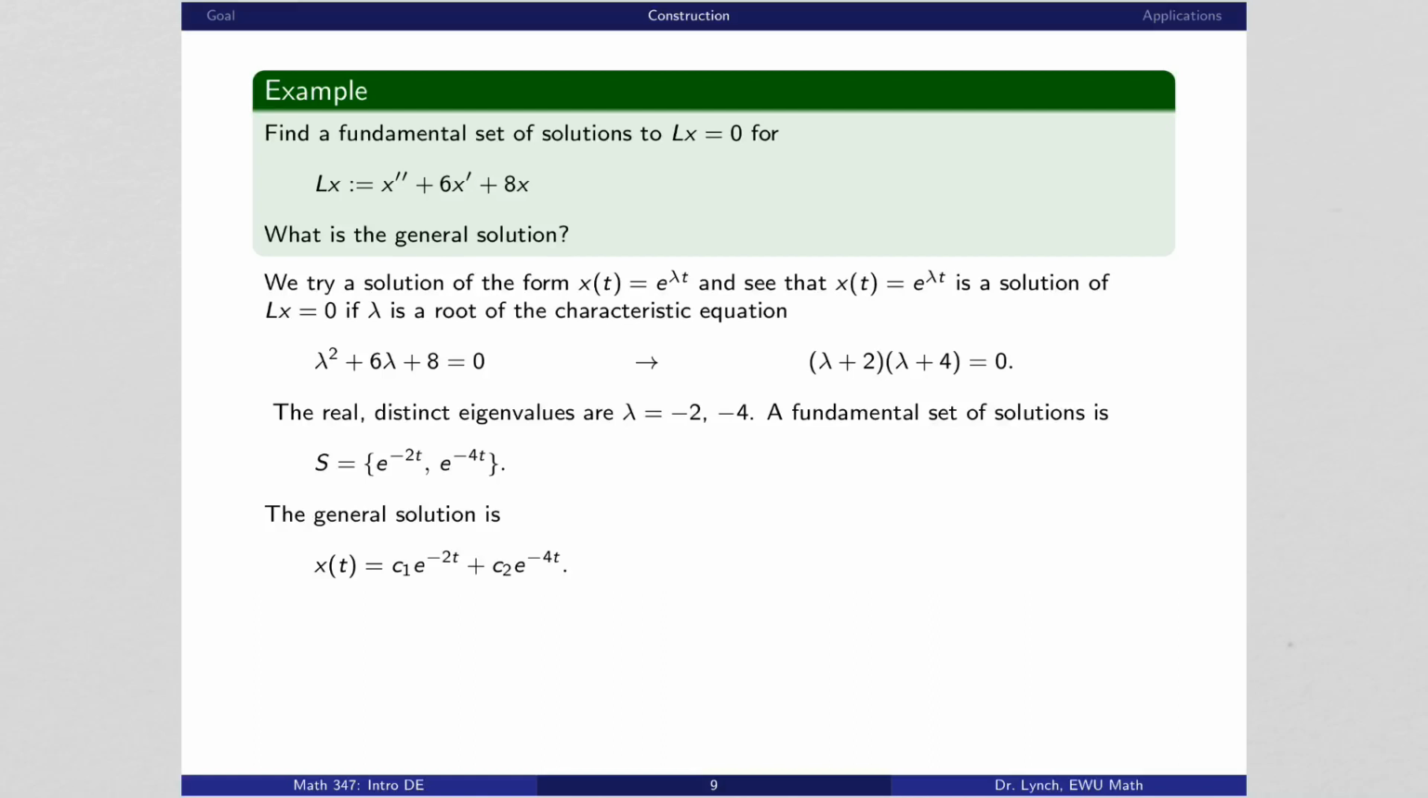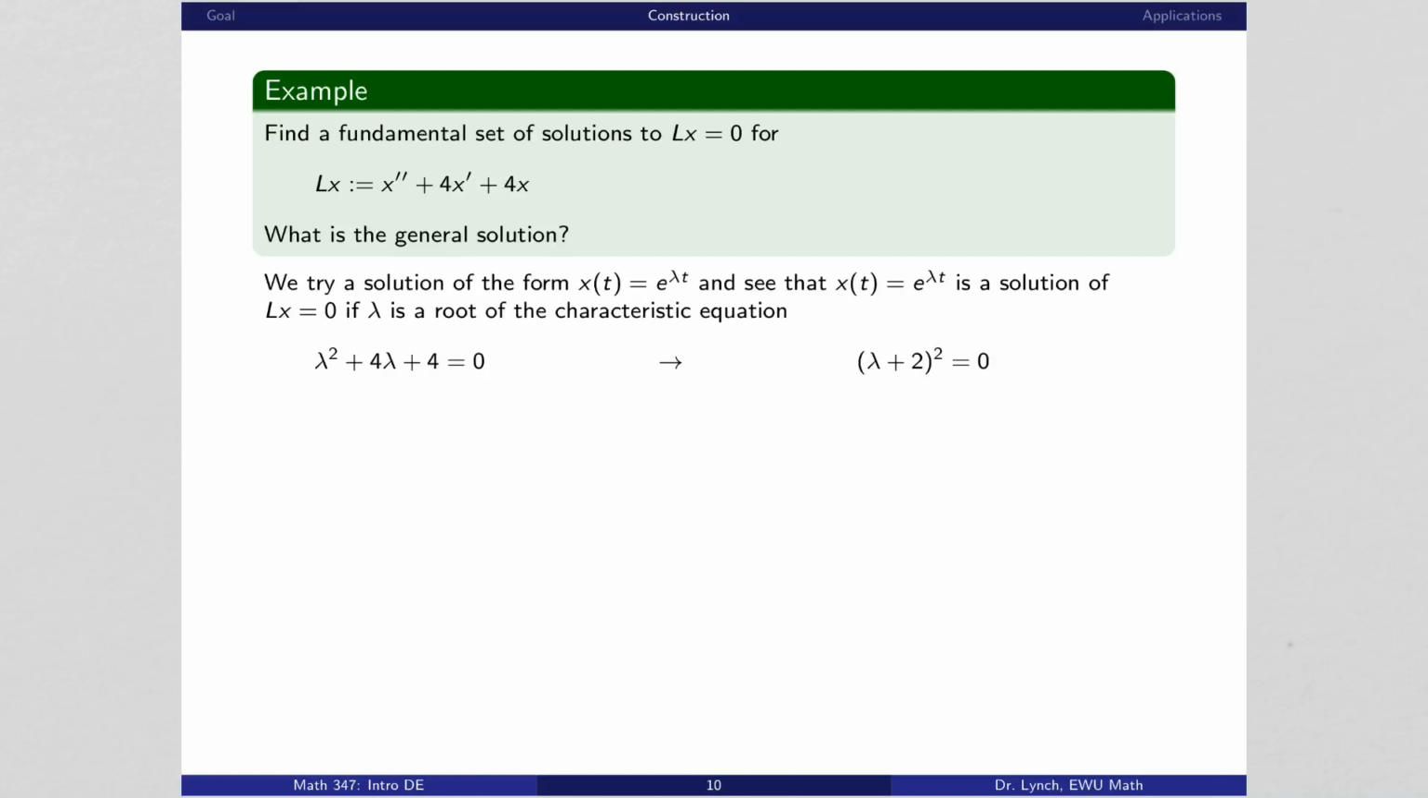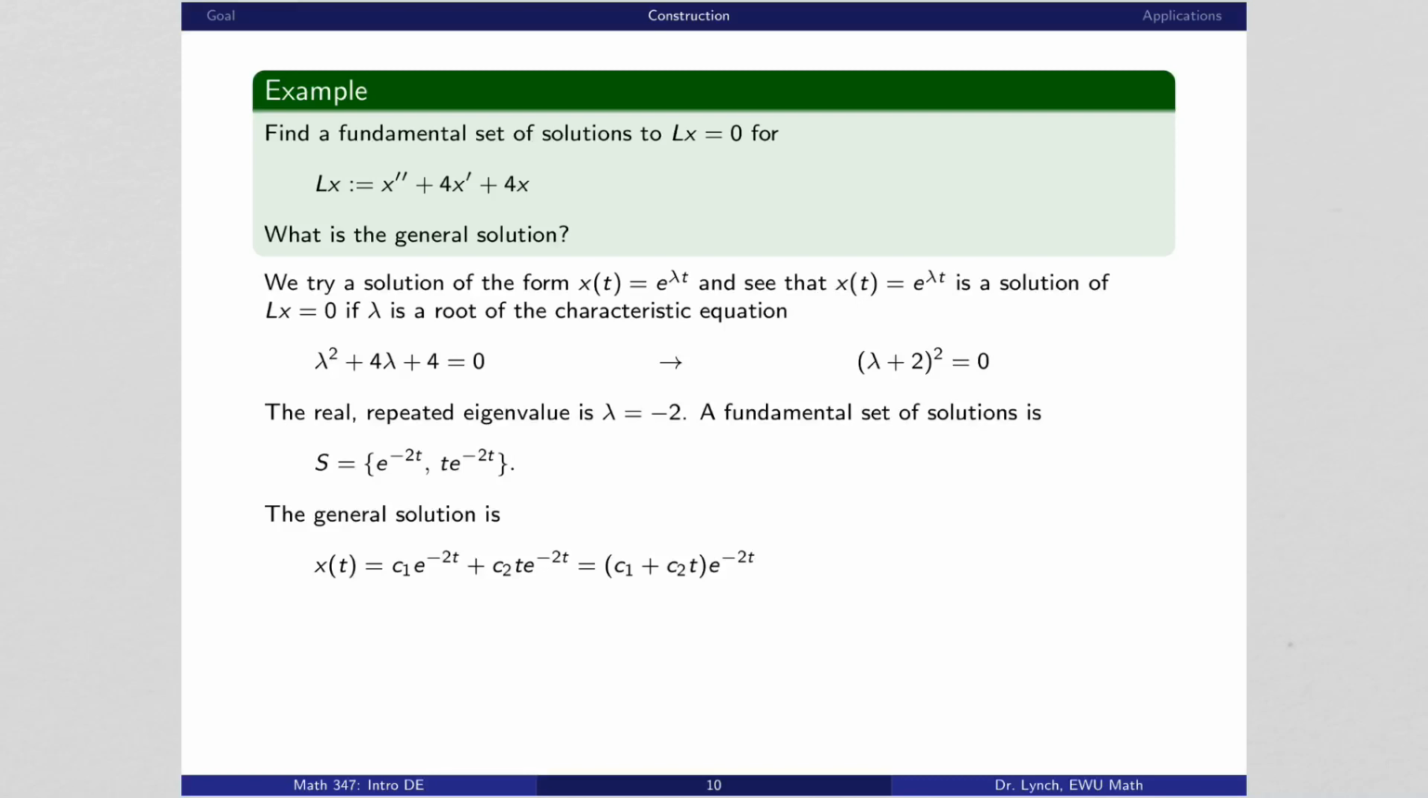Okay, second example here, solving a differential equation. Here we'll go ahead and have a look at solving x double prime plus 4x prime plus 4x equals 0. So again, we'll try a solution of the form e to the lambda t, and in this case we're going to go ahead and jump straight to the characteristic equation. e to the lambda t is a solution of the homogeneous differential equation if lambda is a root of this quadratic, lambda squared plus 4 lambda plus 4 equals 0. This polynomial too factors nicely as lambda plus 2 quantity squared, which indicates those real repeated roots.